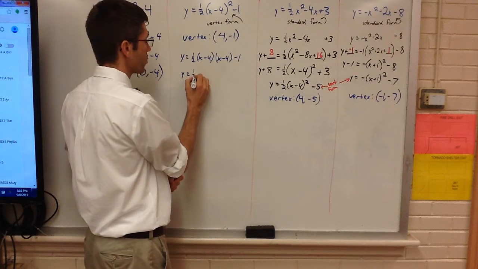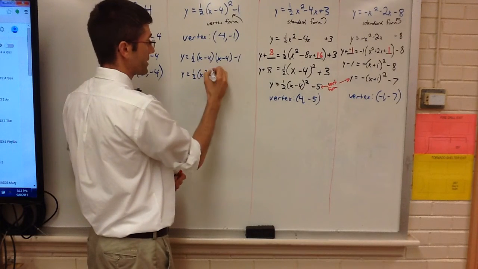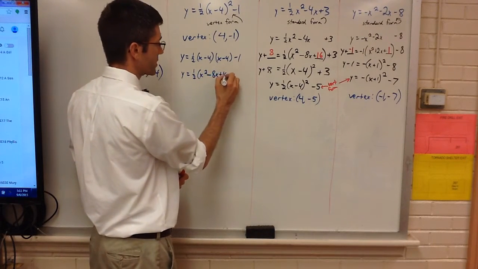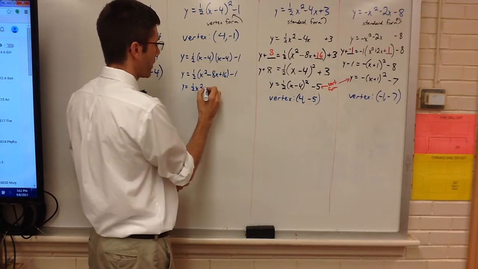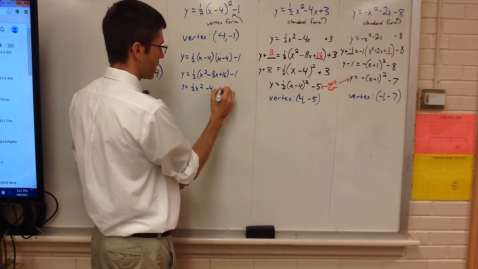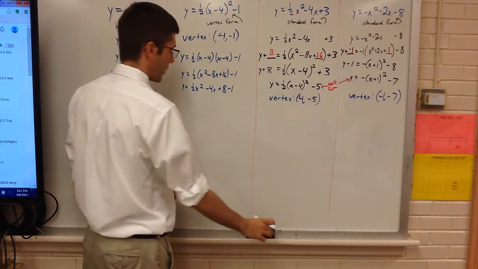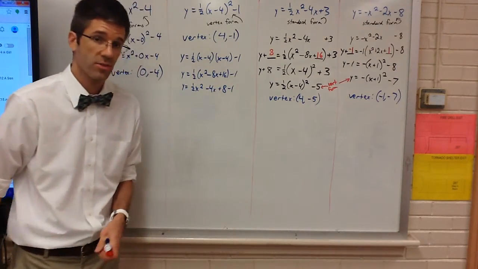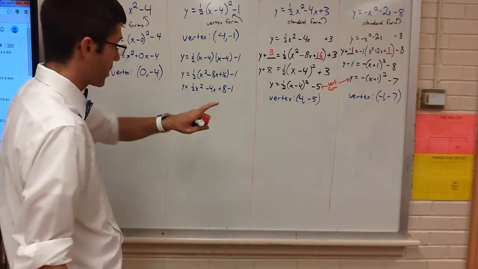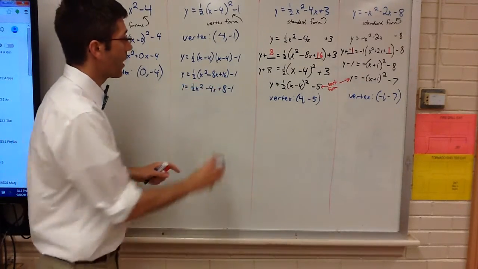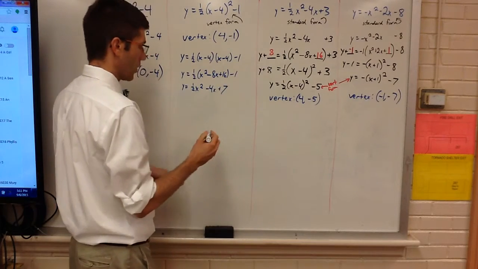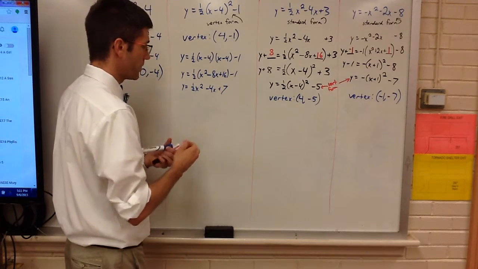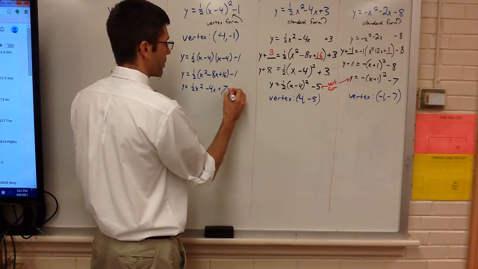So y equals 1/2 x squared minus 8x plus 16 minus 1. We have y equals 1/2 x squared minus 4x plus 8 minus 1. I'm going to save a little bit of space because you know what's about to happen. By the way, we just distributed the 1/2. These are like terms. 8 minus 1 gives me 7. We now have this one in standard form.